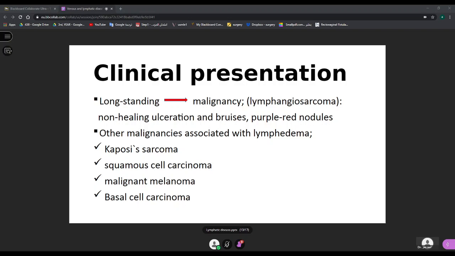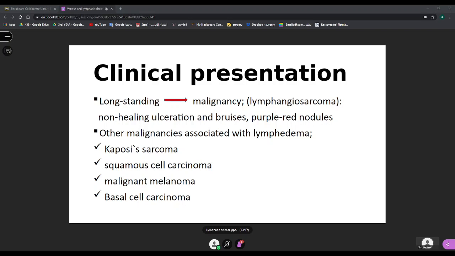The patient might present with a nodule, and sometimes with ulceration. In both cases, you have to suspect malignancy, particularly if the lymphedema is long standing. There are also other malignancies associated with lymphedema. These include Kaposi sarcoma, squamous cell carcinoma, similar to a Marjolin ulcer because you develop it on long-standing ulceration, for example, malignant melanoma and even basal cell carcinoma. All these types of malignancy have been encountered in association with lymphedema.